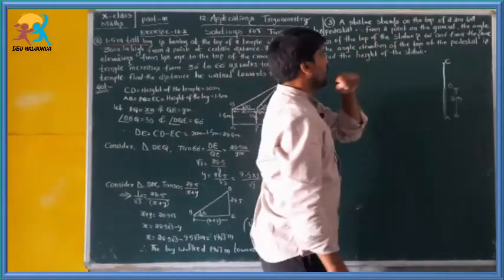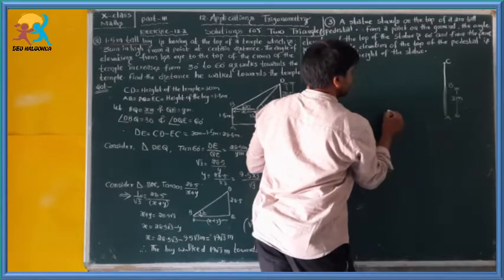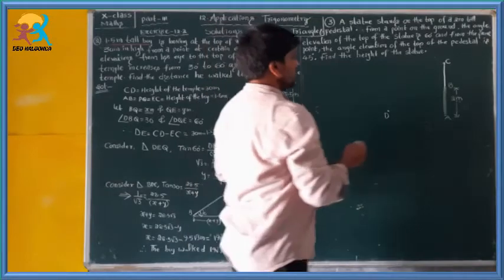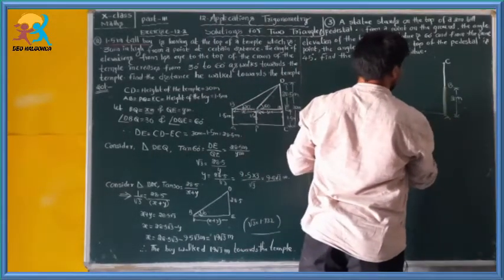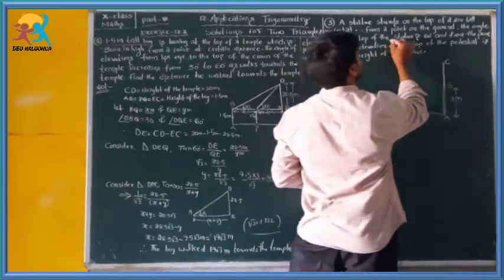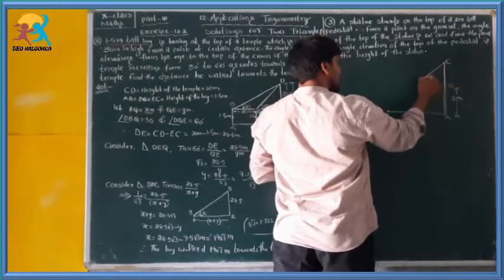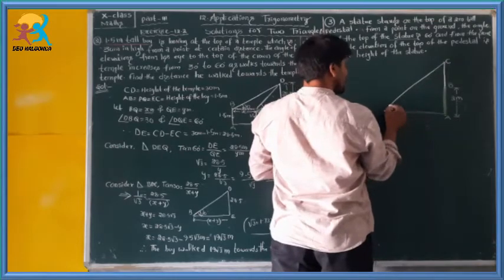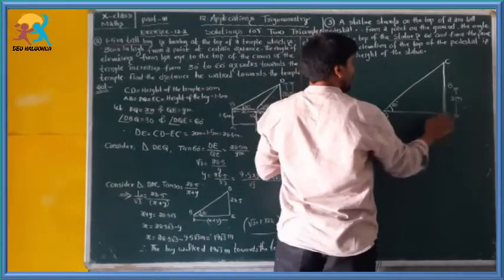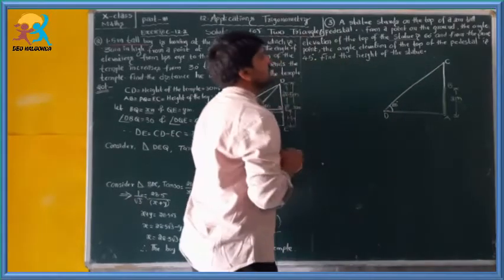From a point on the ground, let us say this point is D. From the point D on the ground, DA is the ground. On the ground, the angle of elevation of the top of the statue, which is C, is 60 degrees. In triangle ACD, angle CDA is 60 degrees. This is the angle of elevation.